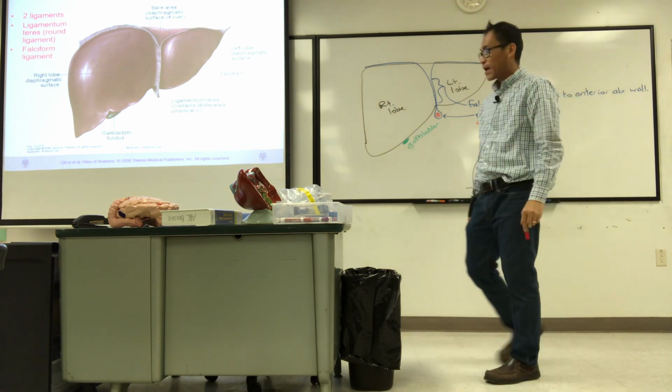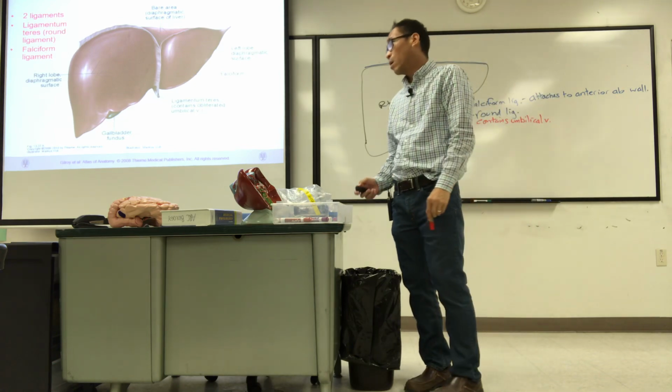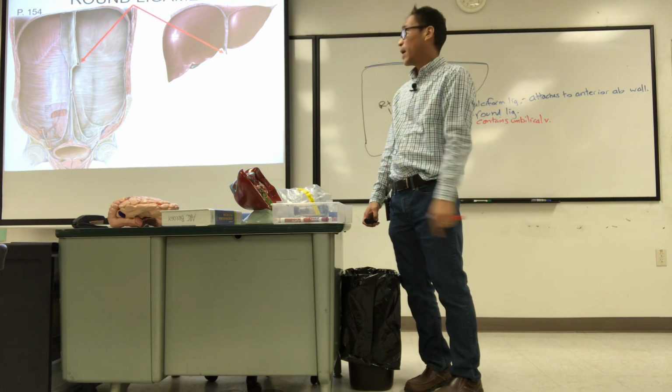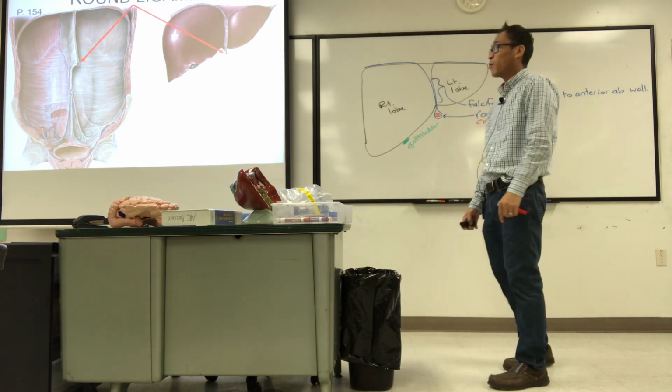Well, here's a picture of the anterior abdominal wall. So it's the inside of your front body wall. That's what you're looking at there. And I'm pointing out the round ligament in both locations.